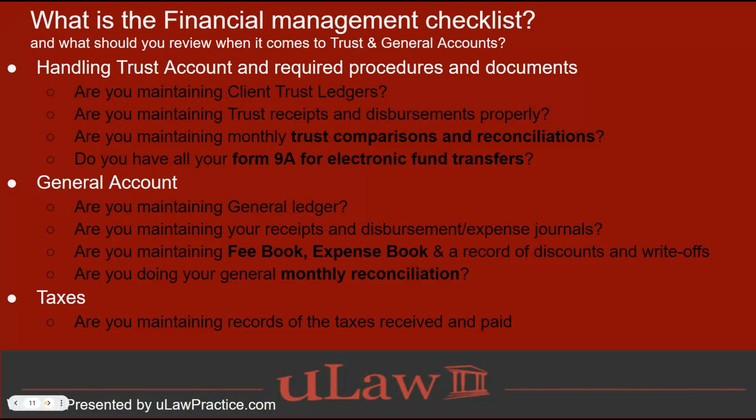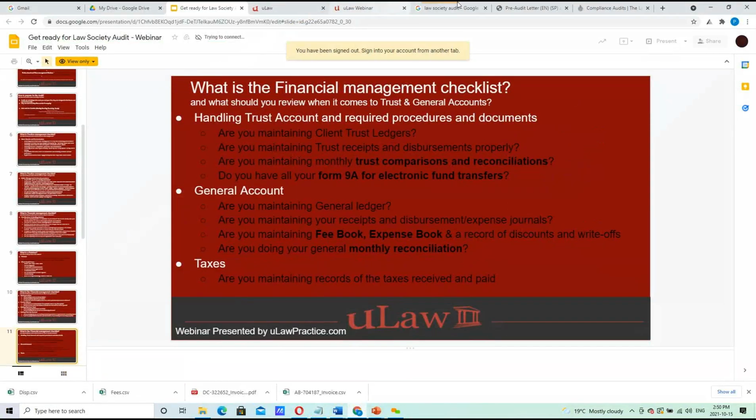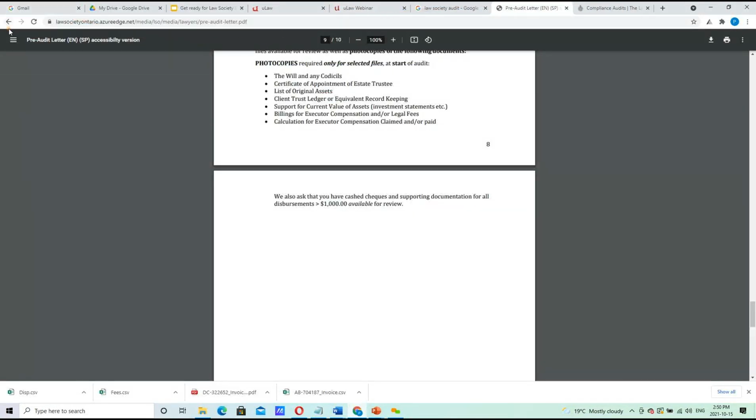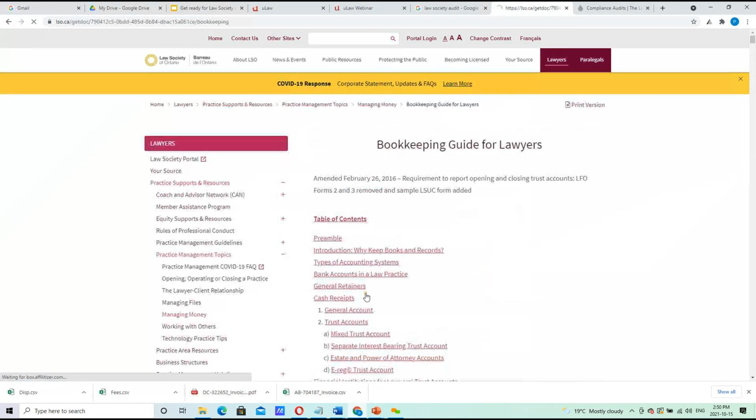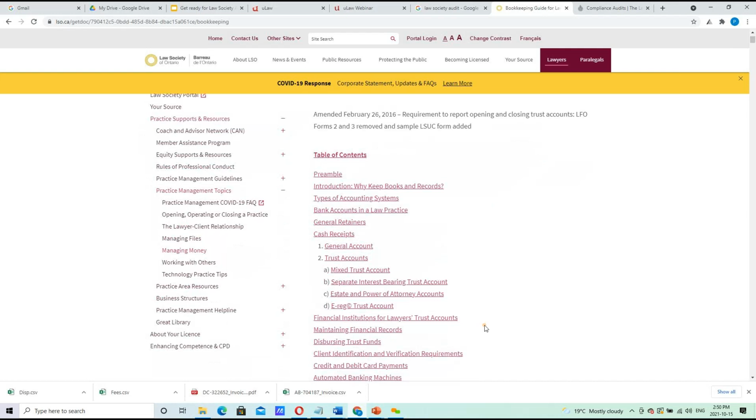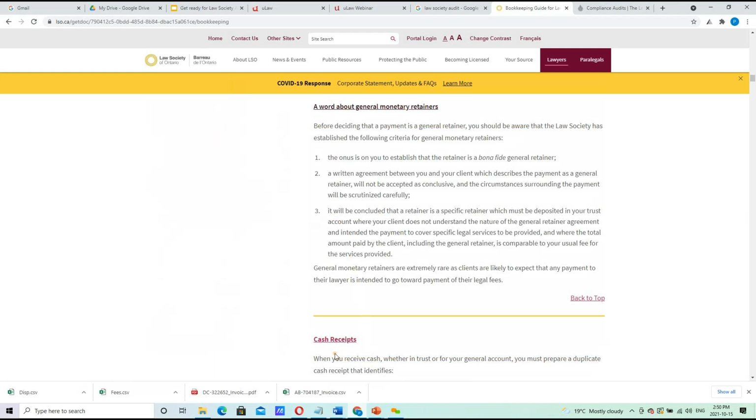And in fact, the Law Society also gives you a template as part of their bookkeeping guidelines. So if you look at the Law Society of Ontario that I've looked at, I believe there is a bookkeeping guide that really talks about how best to manage information, right? What is the general account, trust account? How do you manage it? Examples of general retainers. How do you manage cash receipts?